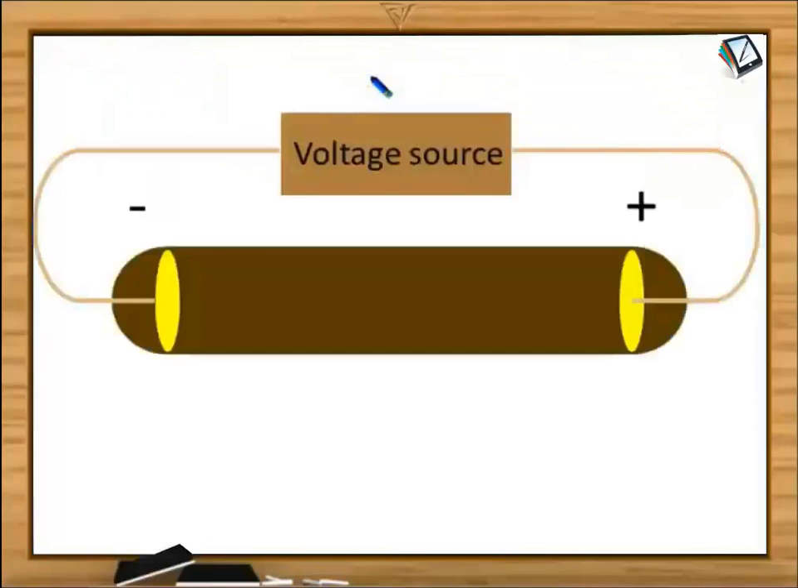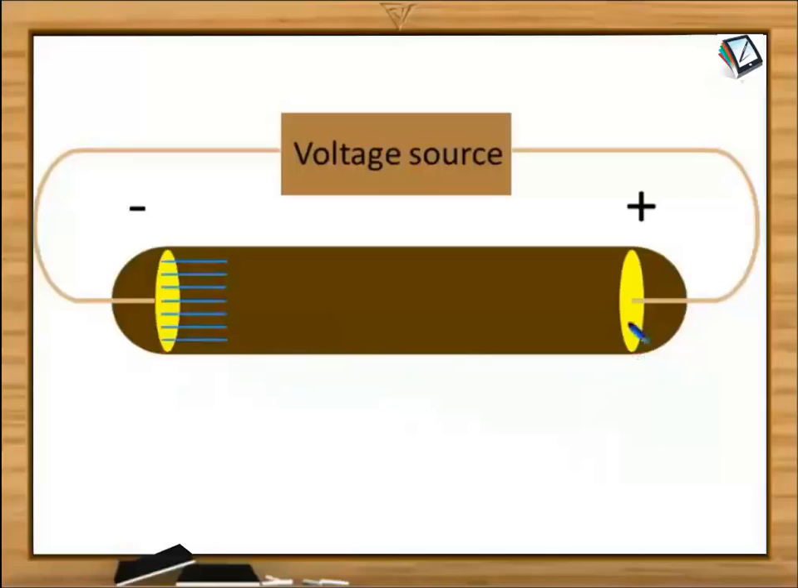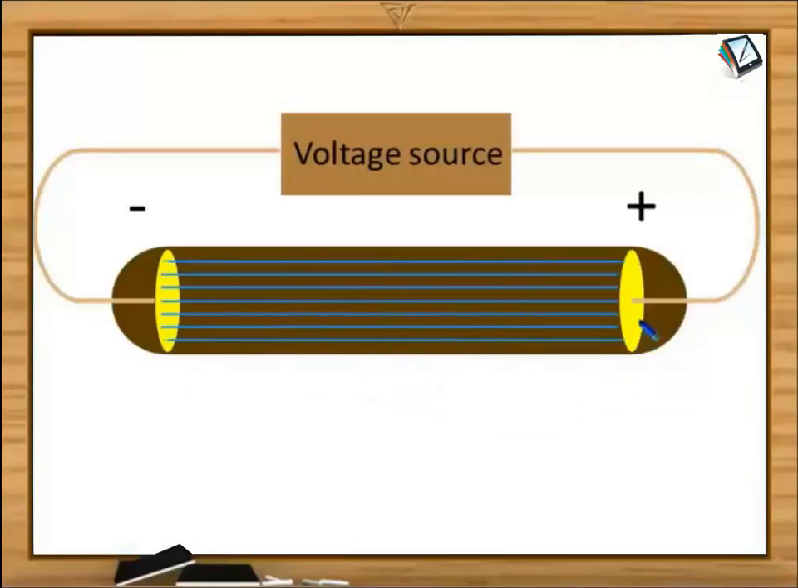Let's see exactly how these cathode rays are produced. Whenever we take a gas in a discharge tube and maintain a pressure of 0.01 mm of Hg, and apply a high voltage of 10,000 volts, then from the cathode, this is the cathode and this is the anode, the rays are produced and they move in a straight line towards the anode in this particular way.